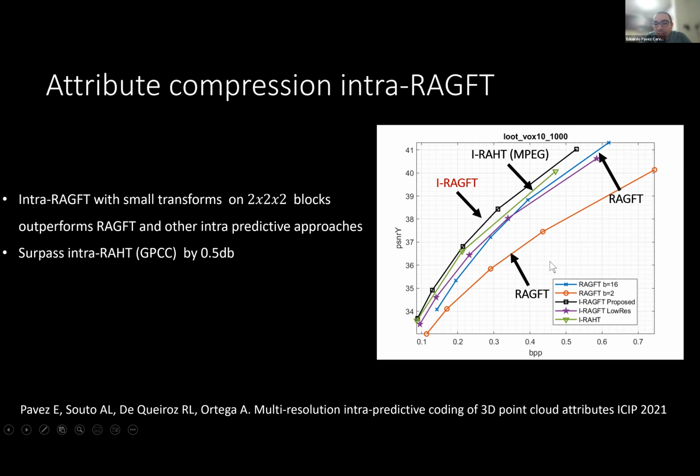The purple curve is the RGFT, but the predictor ignores the high resolution geometry. So it's like the predictor that's used by MPEG with the RAHT. And here you can see clearly that by using the high resolution geometry, we can get a significant boost in performance. The green line is our implementation of the intra-predicted RAHT that's similar to MPEG. And here we can see that we achieve better performance than this method by about half a dB in general. These results are consistent with other sequences here, for example.